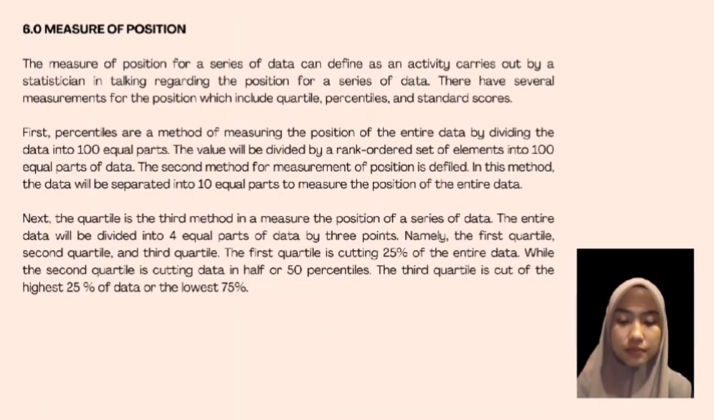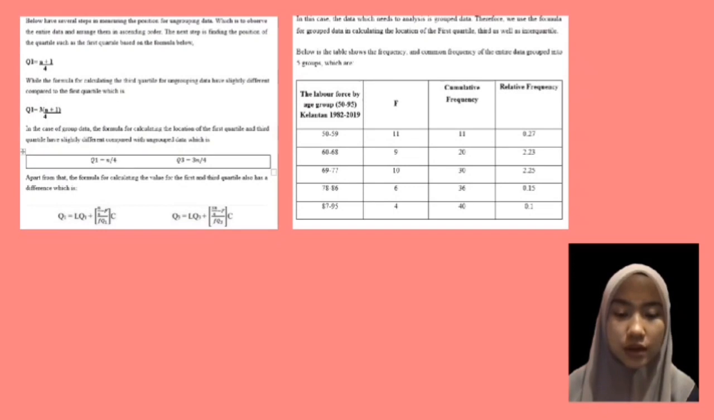3.0 Measure of position. Below are several steps in measuring the position for ungrouped data, which is to observe the entire data and arrange them in ascending order. The next step is finding the position of the quartile, such as the first quartile based on the formula below. Q1 equal n plus 1 divided by 4. The formula for calculating the third quartile for ungrouped data is slightly different compared to the first quartile, which is Q3 equal 3 multiply n plus 1 divided by 4.